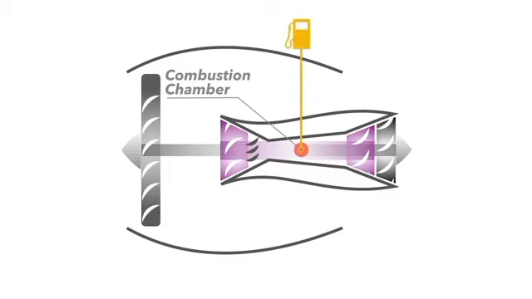In the combustion chamber, jet fuel is added to the air and this mixture is ignited by a spark. A combustion process takes place which makes the air and fuel mixture expand rapidly and increase in temperature and pressure. The high-pressure air must find its way out of the back of the engine now.